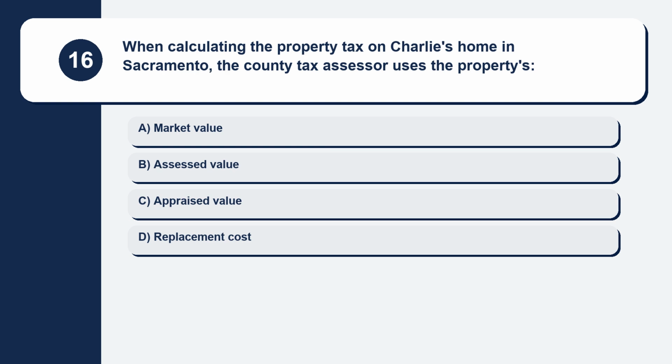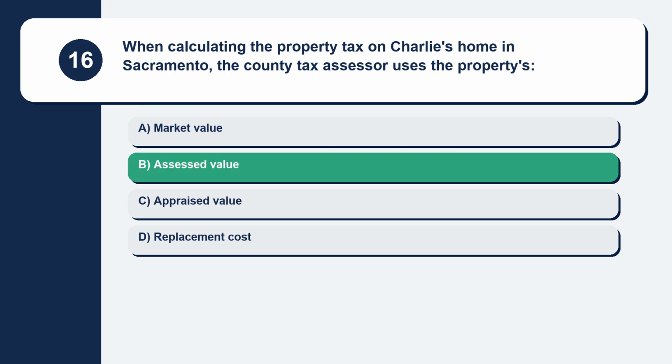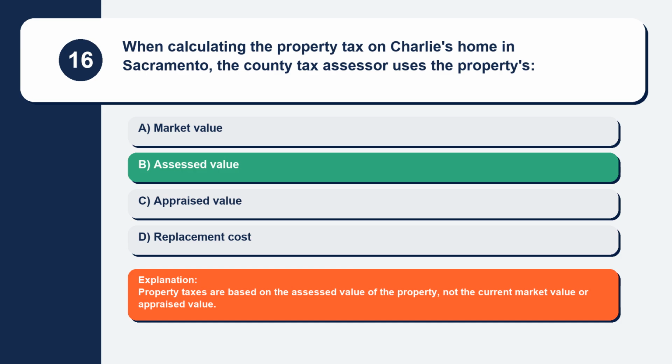Question 16. When calculating the property tax on Charlie's home in Sacramento, the county tax assessor uses the property's. Here are your options. Option A, market value. Option B, assessed value. Option C, appraised value. Option D, replacement cost. The correct answer is option B, assessed value. Explanation: property taxes are based on the assessed value of the property, not the current market value or appraised value.